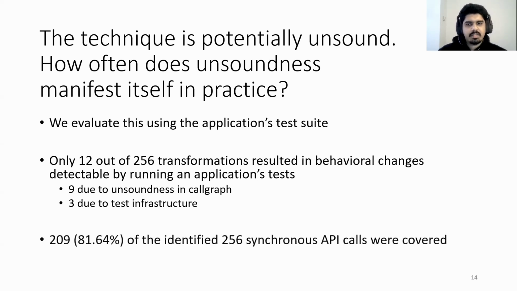One thing to note here is that 209 of the 256 synchronous API calls were actually covered by the tests. So that is about 81% coverage for the synchronous APIs that we transformed.